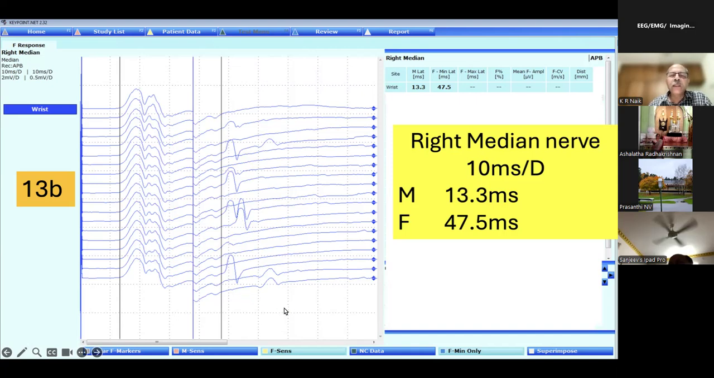So these three things can be identified, both proximally and distally. Around 34 milliseconds is the difference between M and F. So we don't expect so much.